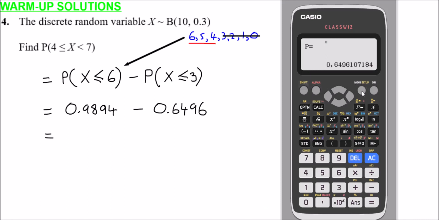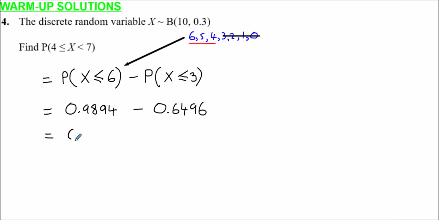So go back to normal mode, press menu 1 and key in 0.9894 subtract 0.6496 and we get 0.3398. So to our usual 3 sig figs we get 0.340. So I've given the figures in the intermediate stages to an extra significant figure just to avoid the chance of any rounding error.